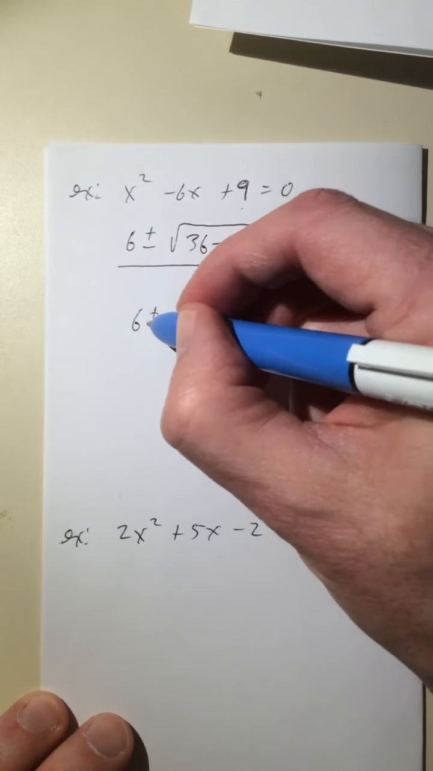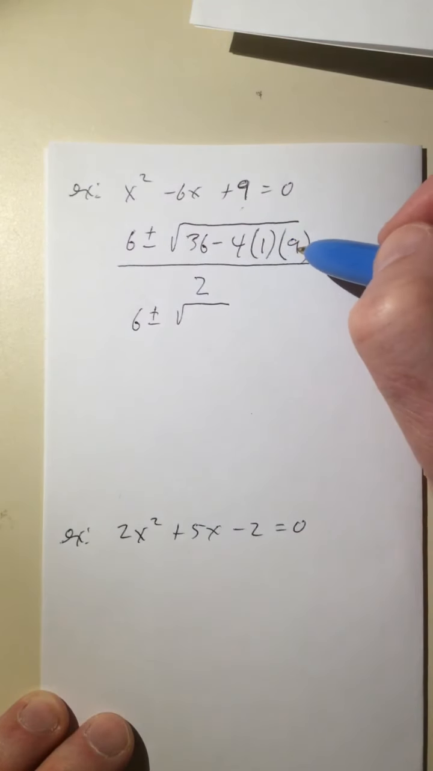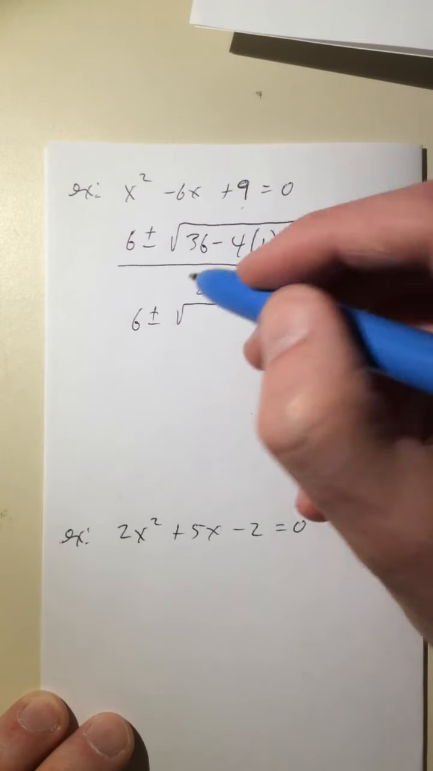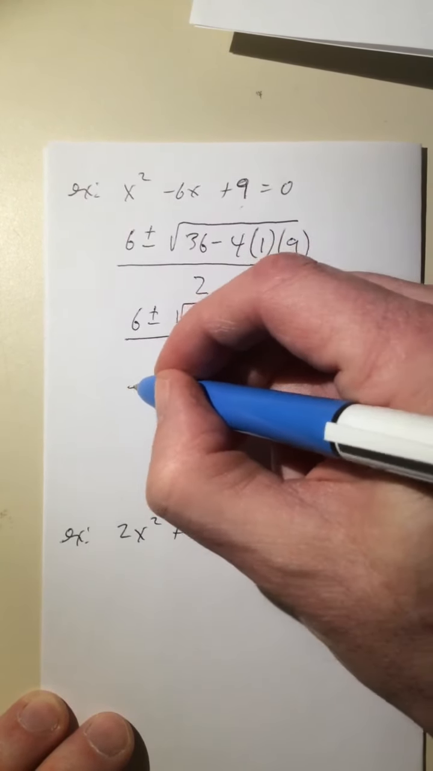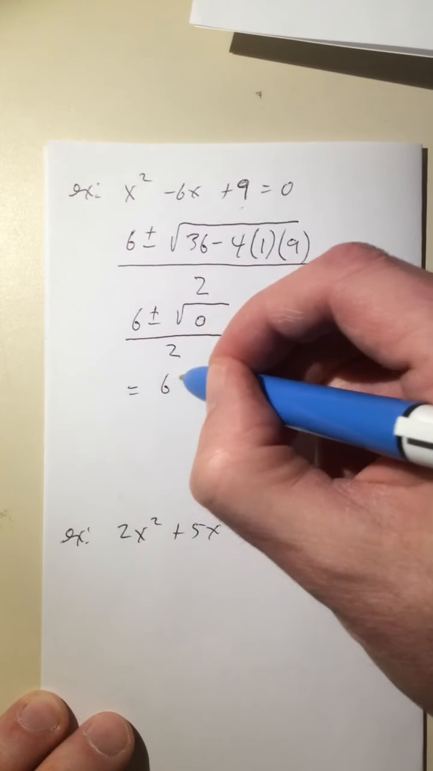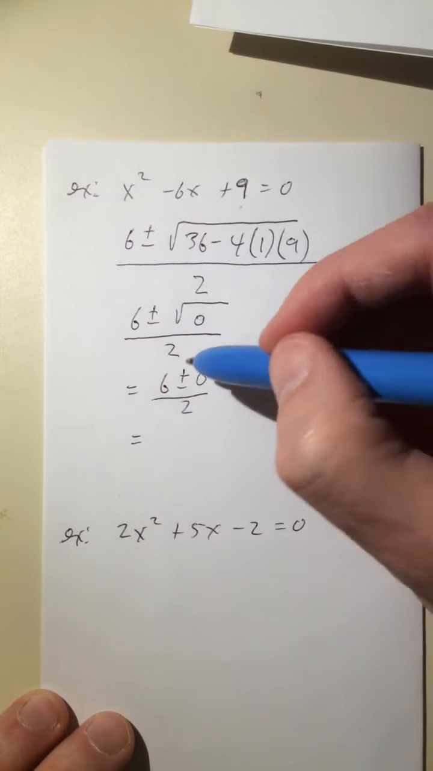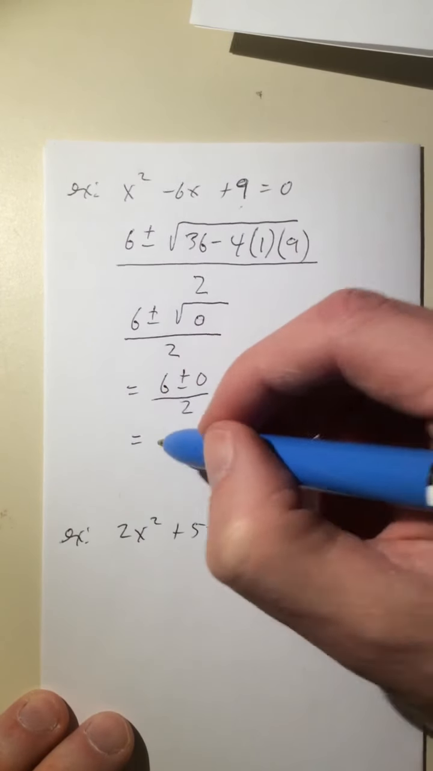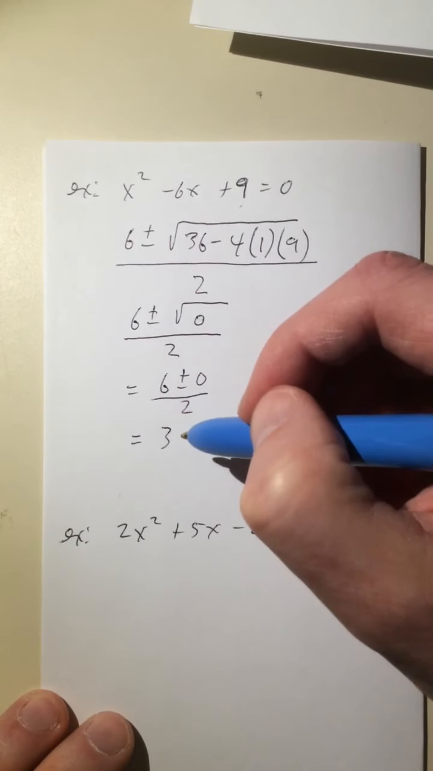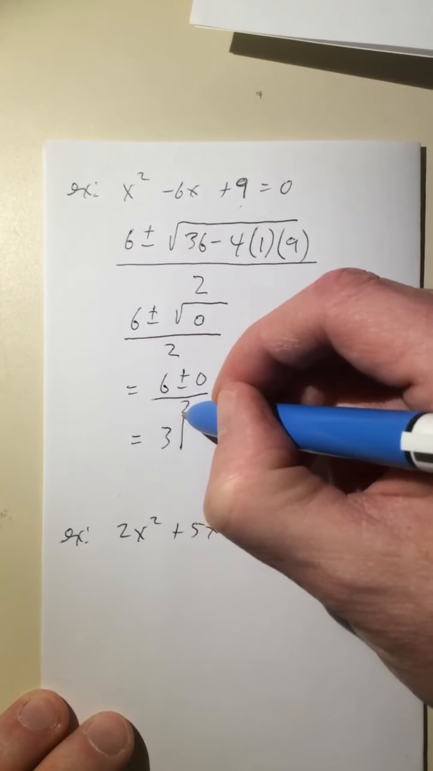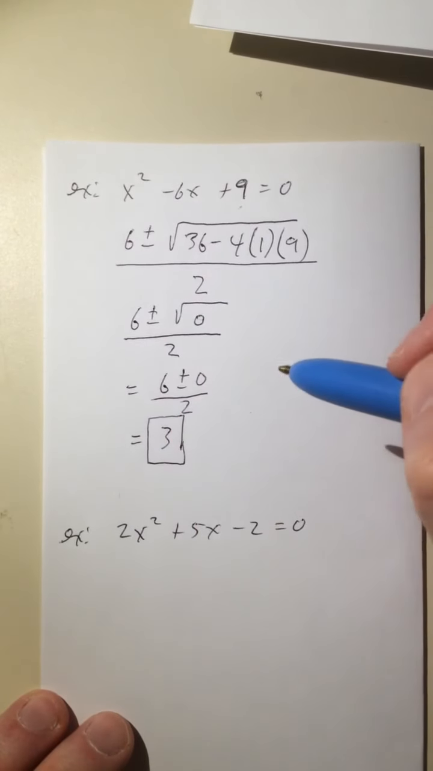Then we have 6 plus or minus the square root of, so 4 times 1 is 4, times 9 is 36, so 36 minus 36 is 0, and we haven't seen that before. So square root of 0, of course, is just 0. And 6 plus 0 is 6, divided by 2 is 3. And 6 minus 0 is still 6, divided by 2 is still 3. So really we have two answers, but they're both the same. So that's what happens when we have 0 inside the square root.